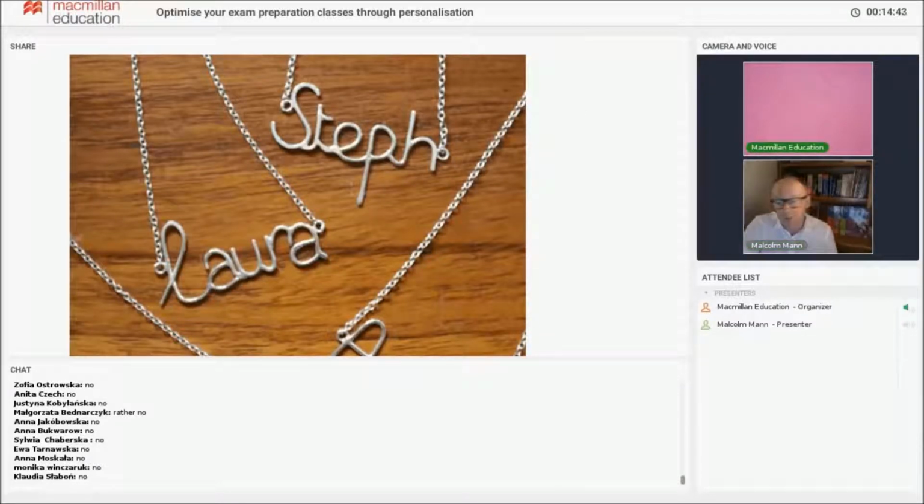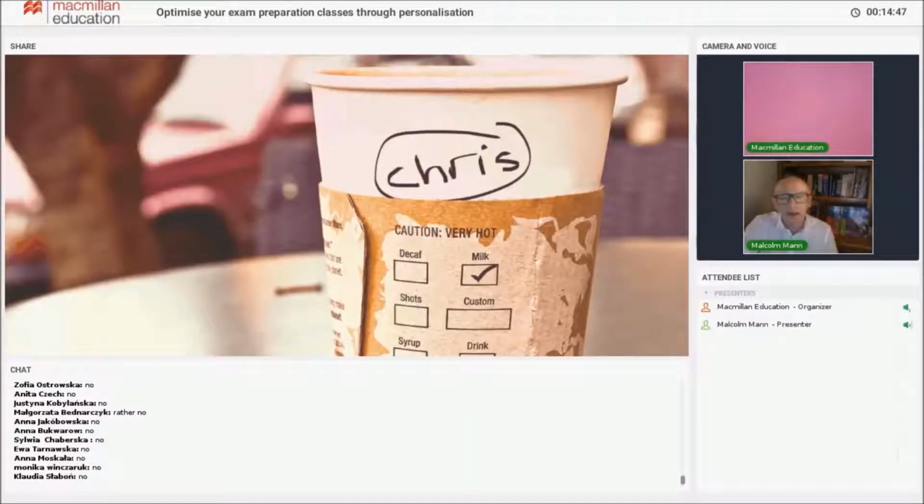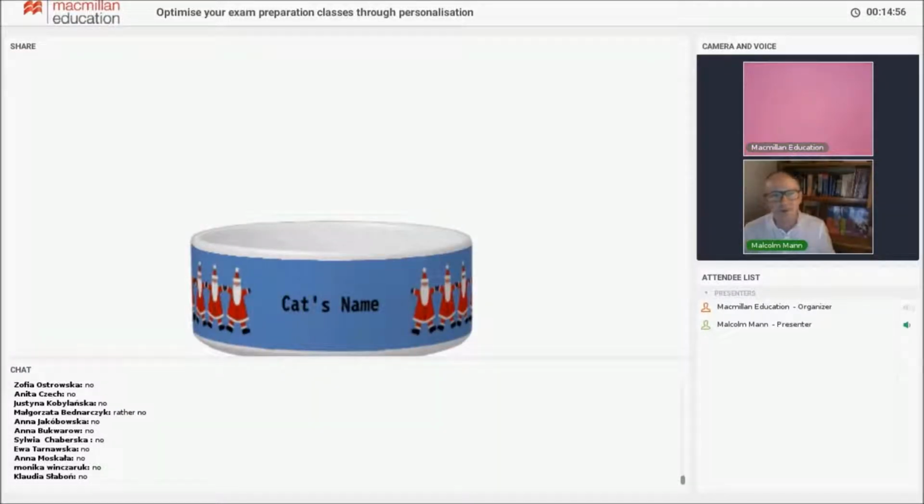Personalized jewelry. You can have your name made onto a piece of jewelry, a necklace. Even when you go to Starbucks, you choose whether you have milk or not, you choose whether you have decaf or not. In some sense, you're personalizing your coffee experience. My absolute favorite that I found in Google Images, this is a Christmas Santa Claus cat bowl, where you can personalize your cat bowl with your cat's name.